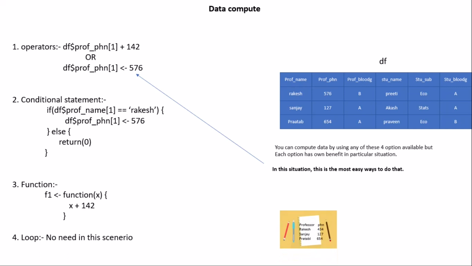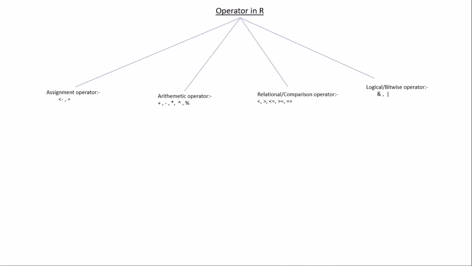You just take a pen and take a rubber and you can change the information in the notebook. There are four types of operator you can find in R. One is assignment operator, the other is arithmetic operator, the other is relational and comparison operator, and the other is logical and bitwise operator.